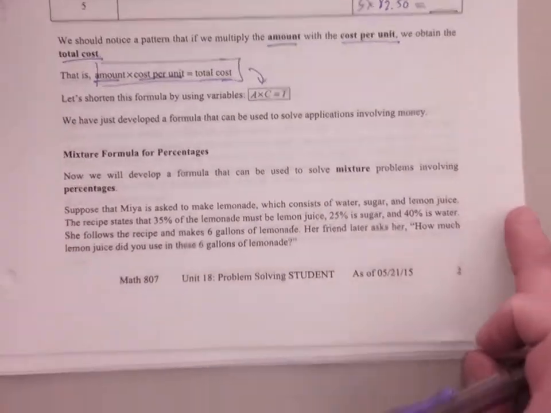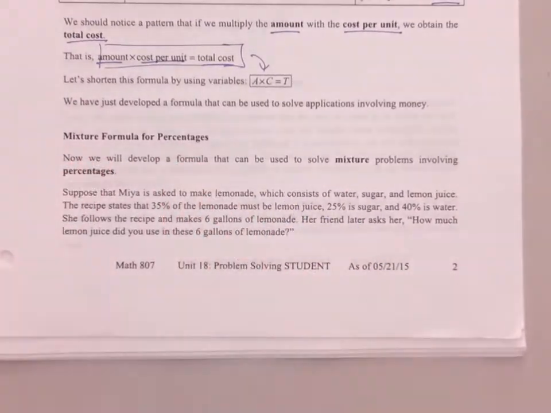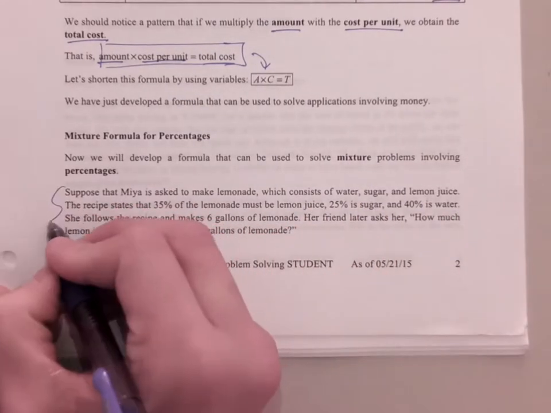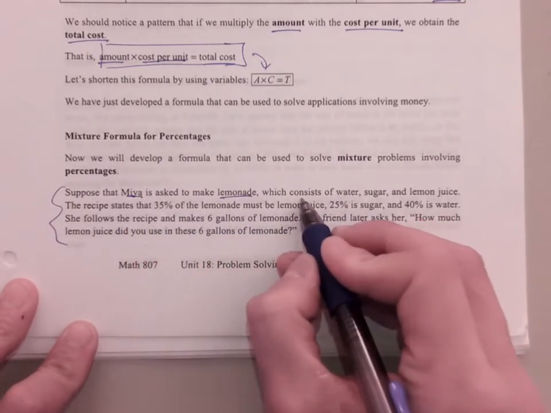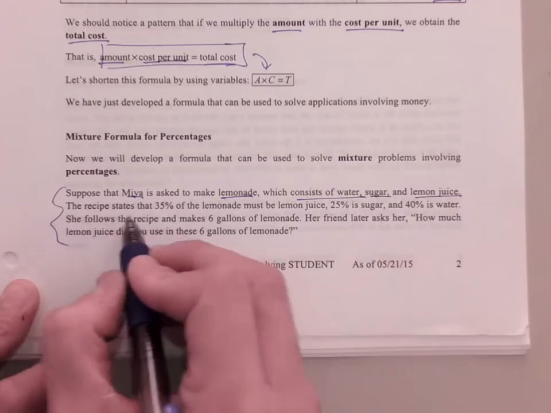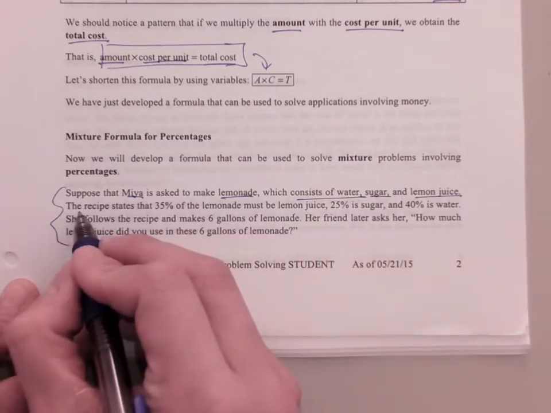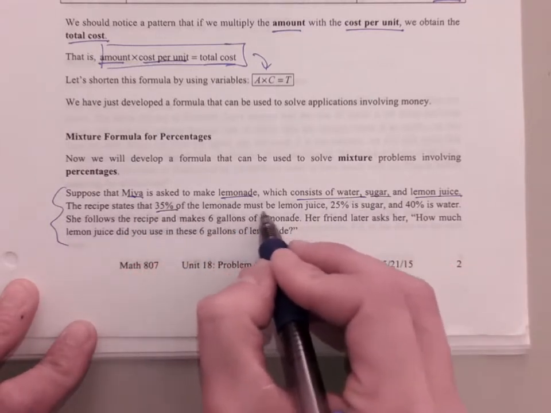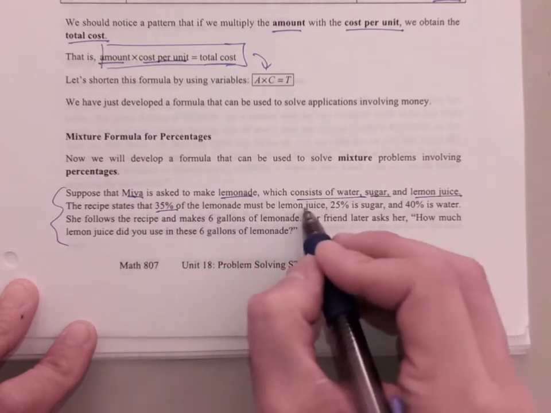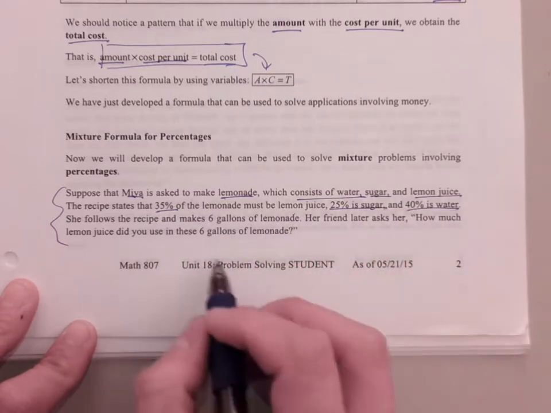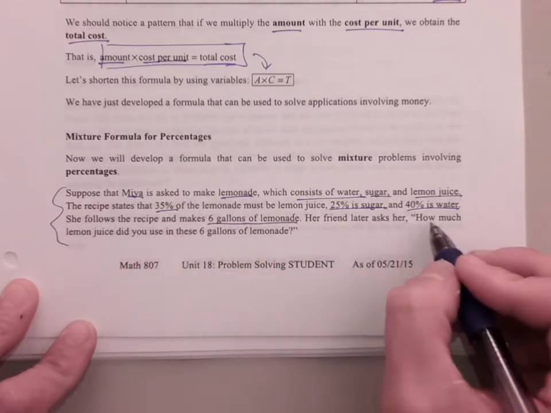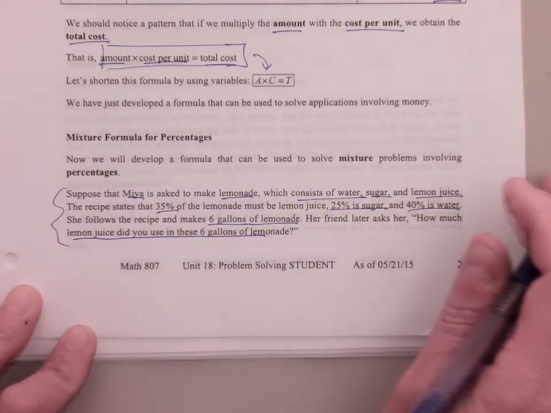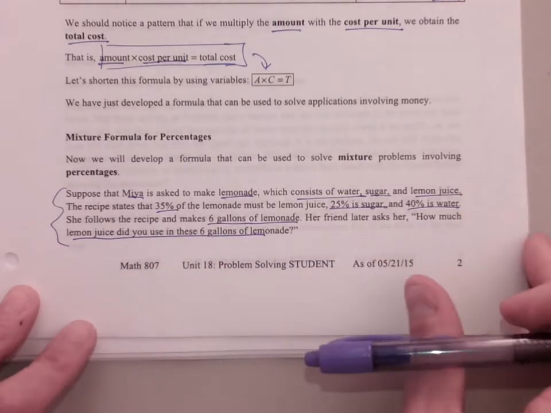The same thing is true if we're mixing, the mixture formula for percentages here. In this little example here, it talks about Mia. She's going to make some lemonade. It has water, sugar, lemon juice, all this stuff. There's a bunch of percentages happening here. The recipe states that 35% of the lemonade must be made with lemon juice, 25% sugar, 40% is water. She follows the recipe. She makes 6 gallons of lemonade. Her friend asks her, how much lemon juice did you use? Well, I don't know. Well, let's figure it out.